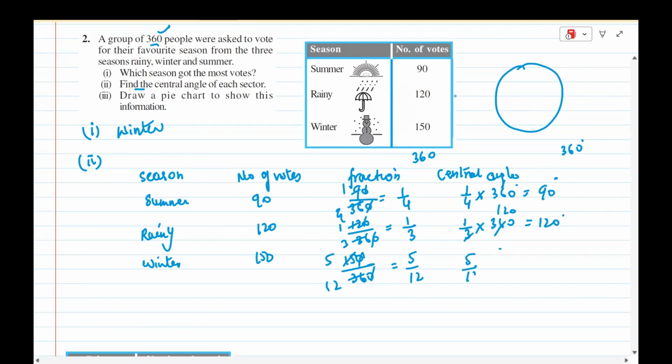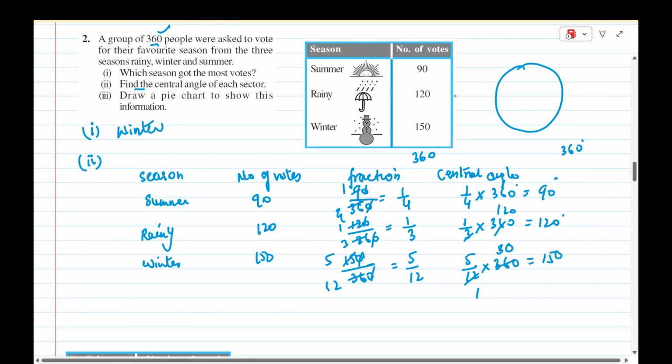And the third one, 5 by 12 into 360, which is 12 ones are, 12 threes are... 5 threes are 15, so 150. Correct? So as the number of people were 360 degree, this 360 is not that. It is the total angle.